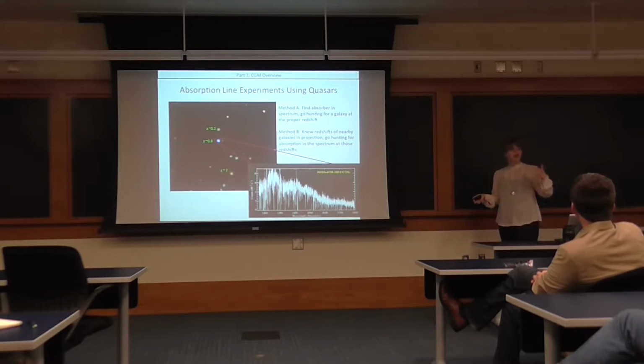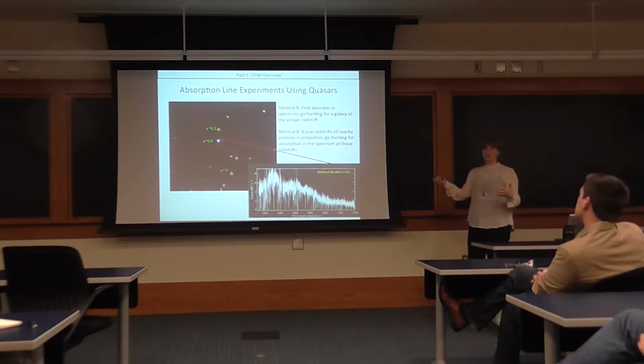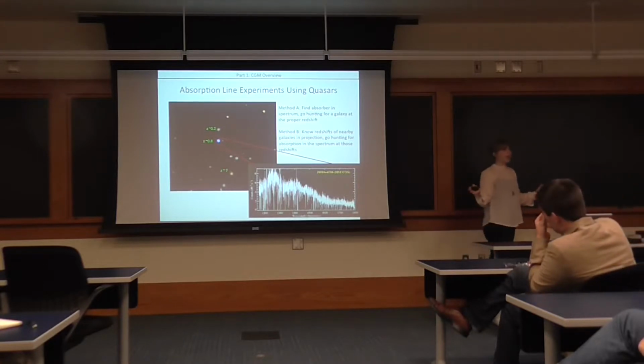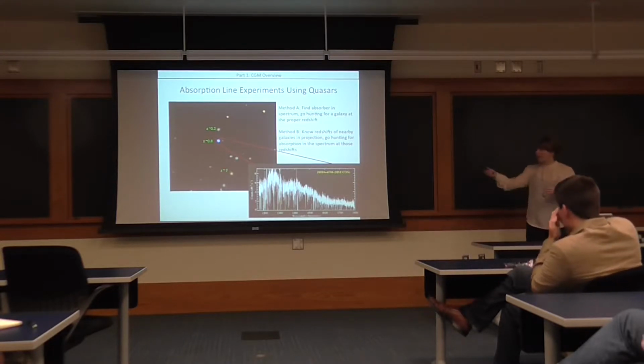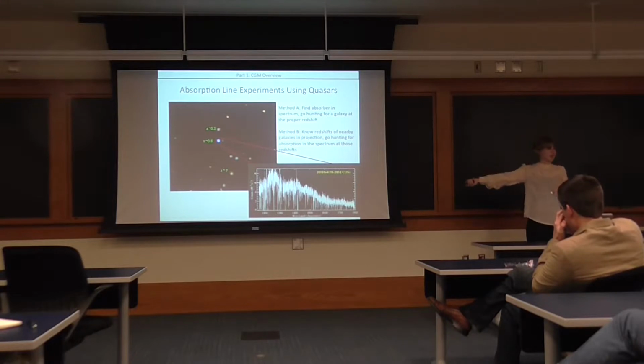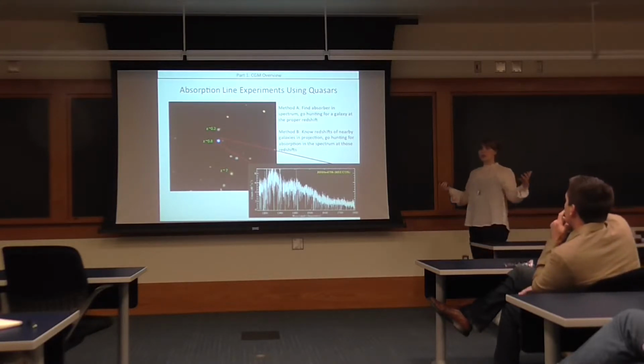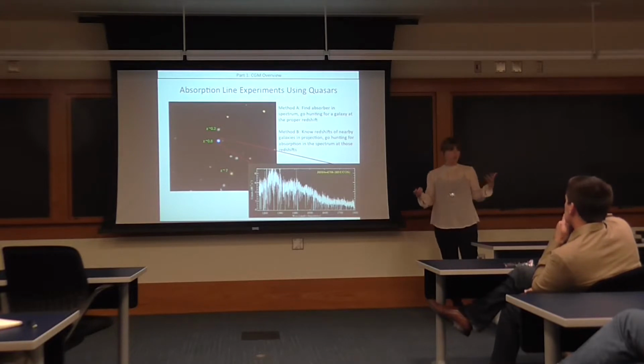Instead, if you do it a different way, where you just find galaxies and quasars nearby in projection, you know absolutely nothing about the quasar absorption properties. Then you go and look at the redshift of the galaxy in the spectrum of the quasar for absorption. You find yourself doing an absorption-blind survey, which may be more interesting in terms of broadly characterizing the gas around normal galaxies.